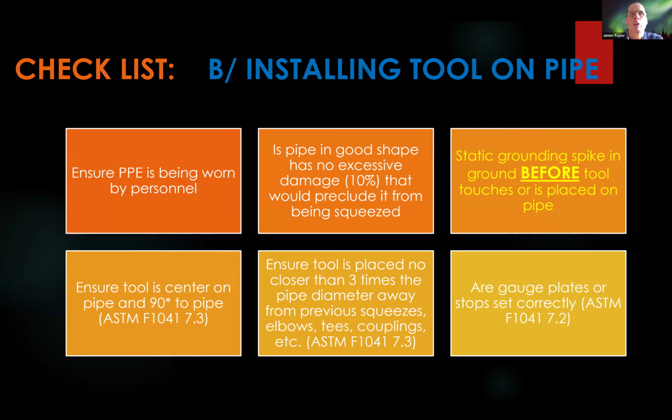Ensure the tool is placed no closer than 3 times the pipe diameter away from previously squeezed areas, elbows, tees, couplings, etc. And that's again per ASTM. And are the gauge plates or stops set correctly? Is your bar put in properly or your gauge plate set in? Is your barrel rotated, on different manufacturers? Are they set? Hit that bottom or top bar, make that squeeze per your print line on your pipe.